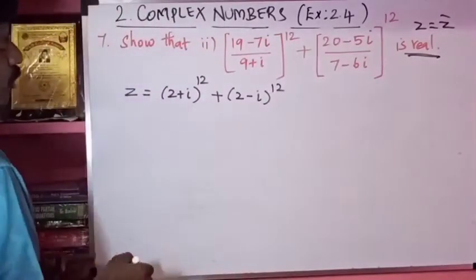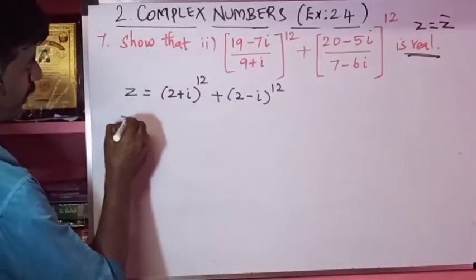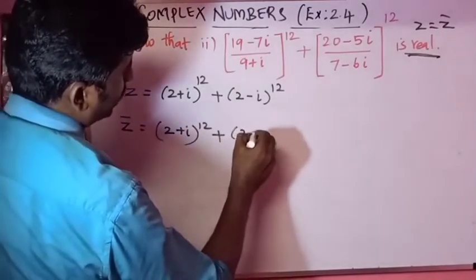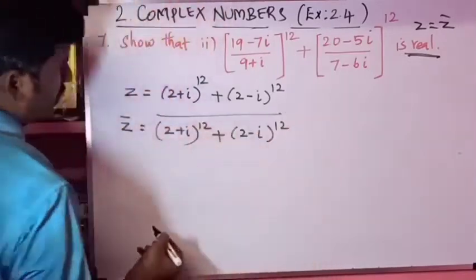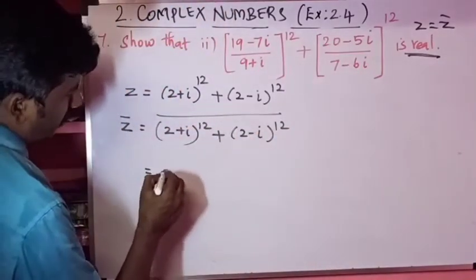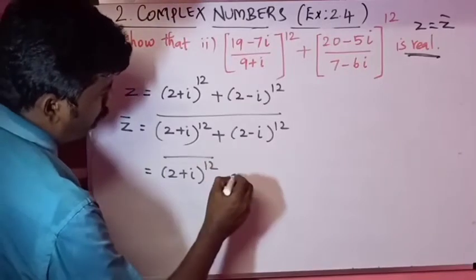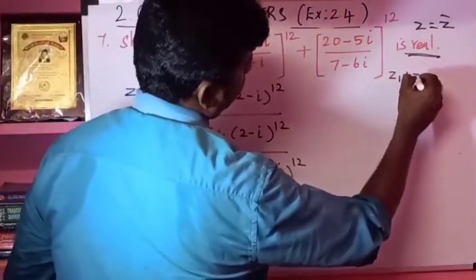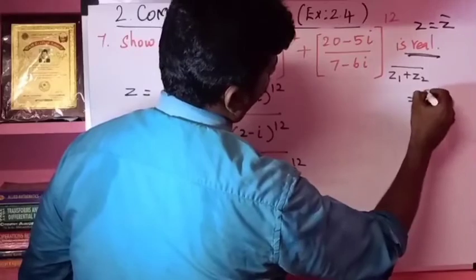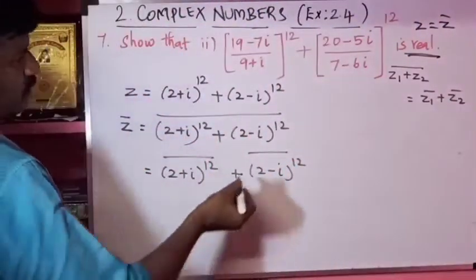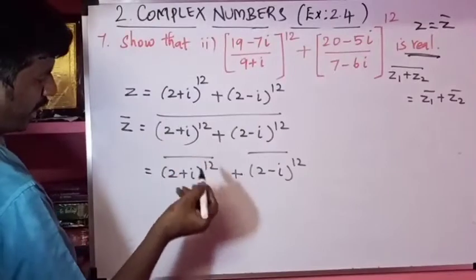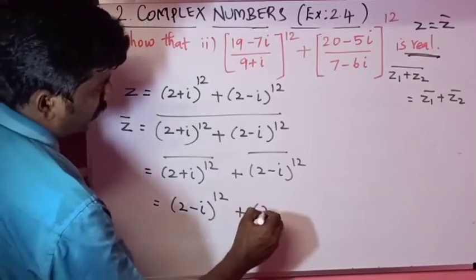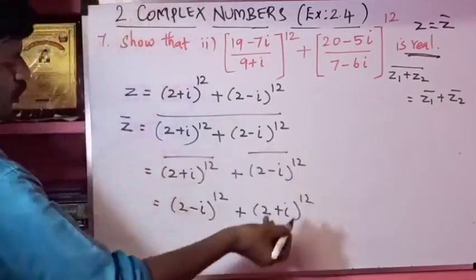Now what are we proving? z equal to z bar. Now I take z bar for this. We write z bar: (2 plus i) power 12 plus (2 minus i) power 12, the whole bar, right? So this can be written as (2 plus i) power 12, the bar, plus (2 minus i) power 12, the bar, because of the statement (z1 plus z2) bar is equal to z1 bar plus z2 bar, right? So we write it like this. Now bar is the conjugate value. This can be written as (2 minus i) power 12 plus (2 plus i) power 12. Bar means conjugate, right?